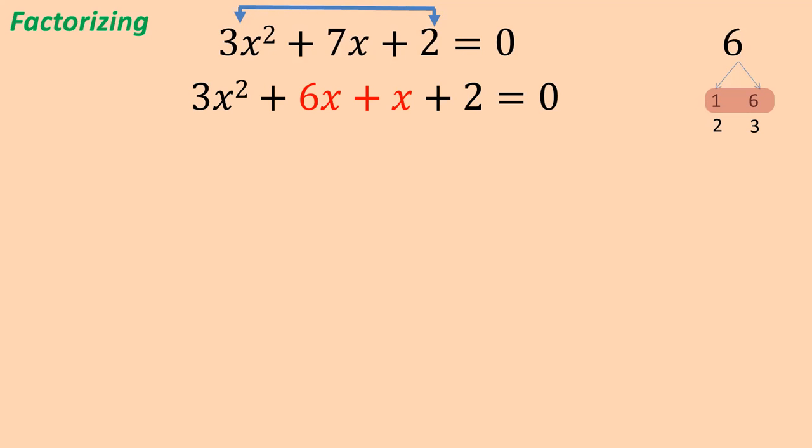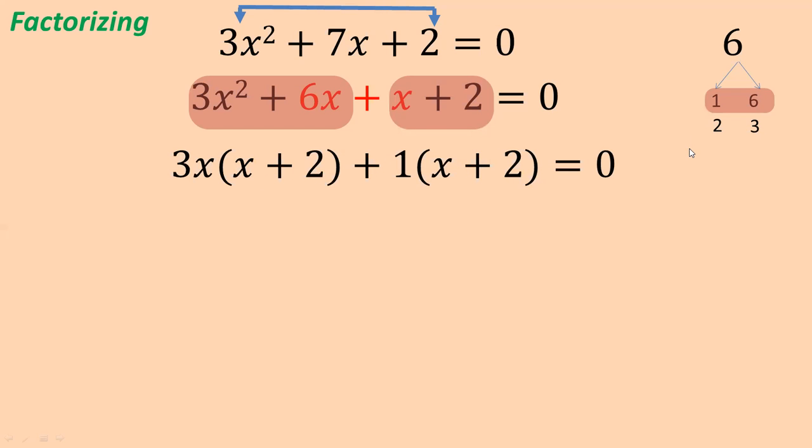After splitting this central quantity into two, we will make pairs. For example, one pair we have 3x squared plus 6x, and x plus 2 here. From the first pair, we can take common 3x, because it's present in both quantities. If you take common 3x, what will be remaining? The 3x into x plus 2 in the bracket.